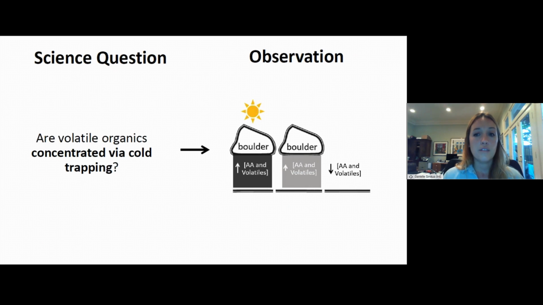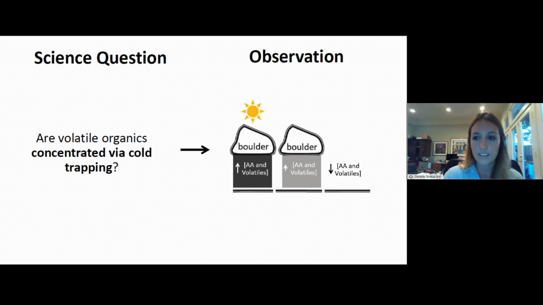So if one of the major influences on the presence of volatile organics is the concentration of these compounds via cold trapping, we would expect to see relatively higher concentrations of both amino acids and volatile organics at the poles and within the shadowed regions on the lunar surface. And then we'd expect to see relatively lower abundances within the sunlit and unshadowed regions.